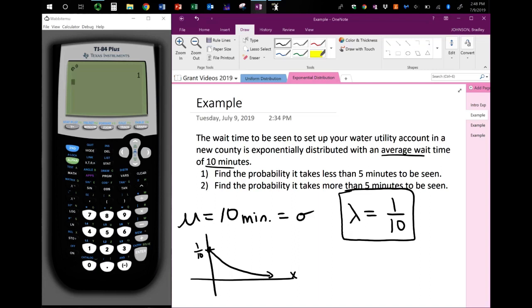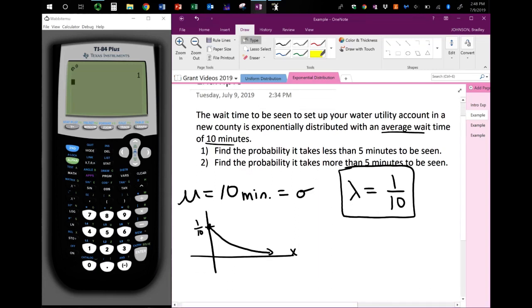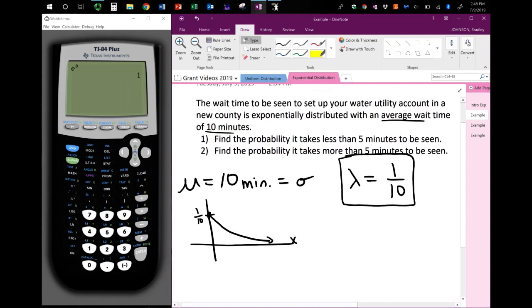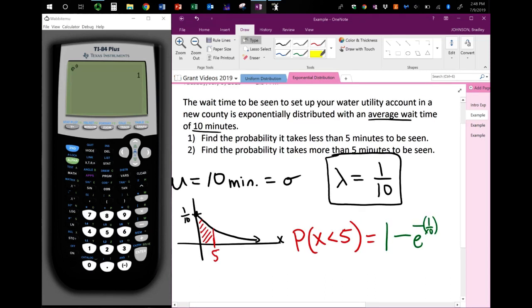So if we think of this, let's look at number 1 now. Find the probability it takes less than 5 minutes to be seen. If you imagine 5 is about there, less than 5 minutes, so we're looking at the probability that x is less than 5. This will be equal to, now we have to use our CDF formula. What we do is 1 minus e to the negative lambda. Now lambda is 1/10, so e to the negative 1/10.